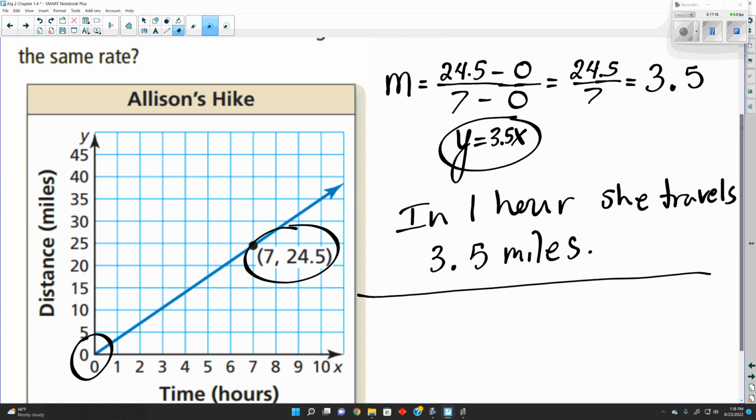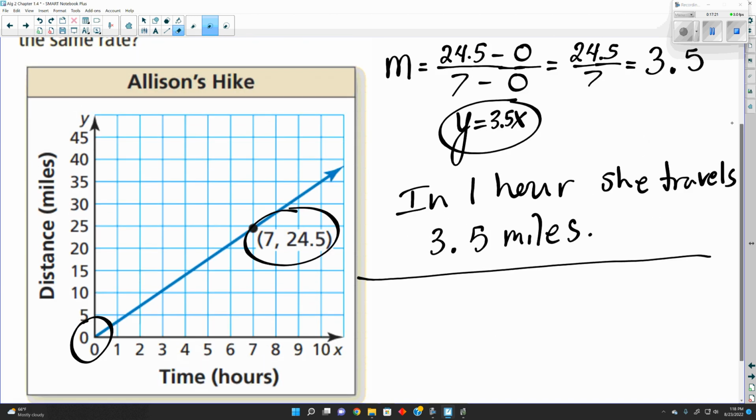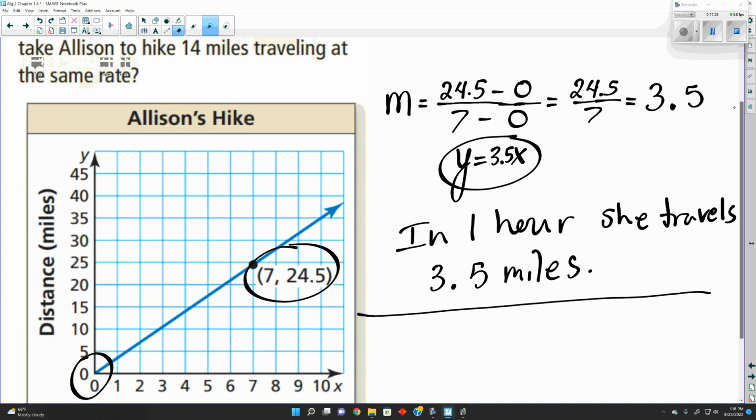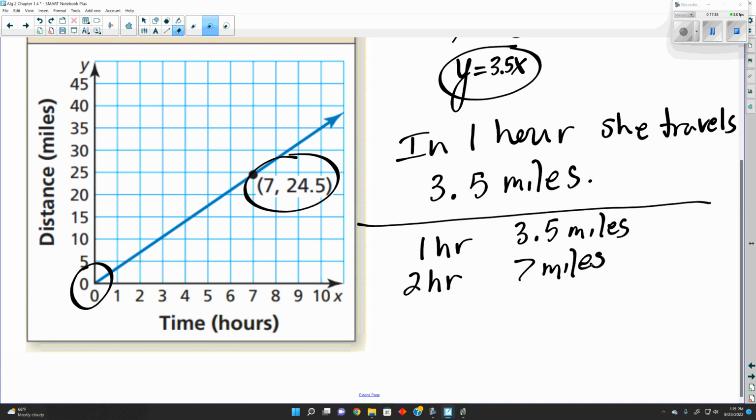Now, let's see here, what was it asking? Write an equation, interpret the slope. We did that. How long does it take Allison to hike 14 miles, traveling at the same rate? So we're trying to see where y is what? 14, yes? Now, we can set y equal to 14 and solve. But we know in 1 hour she travels how far? 3.5 miles. How about 2 hours? 3.5 plus 3.5 would be 7, yes? How about 3 hours?